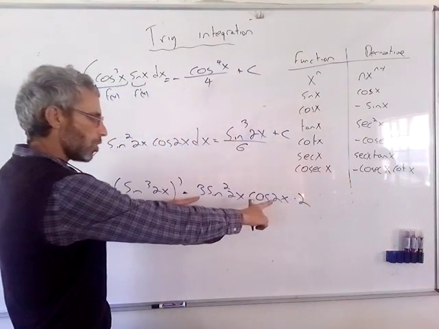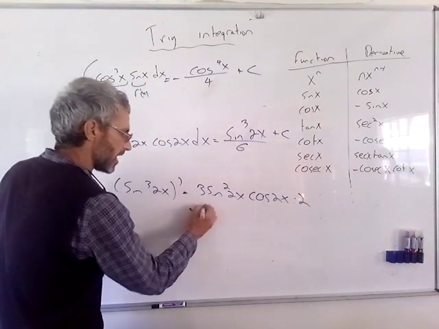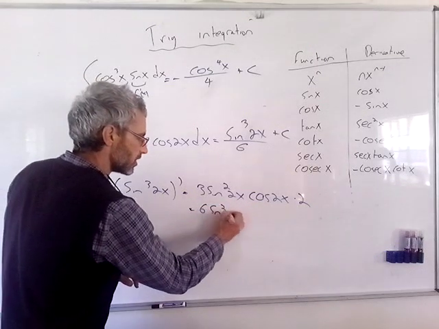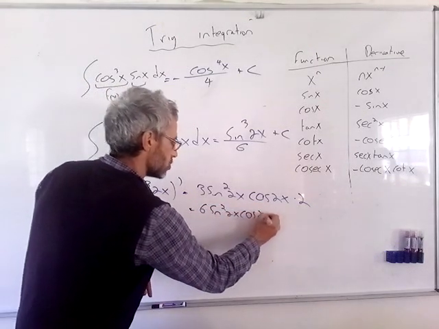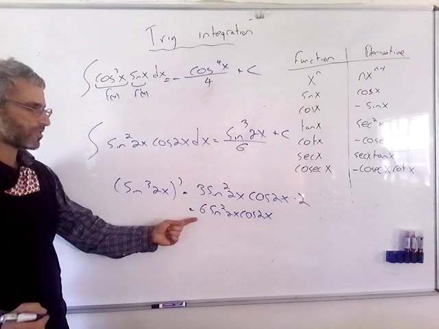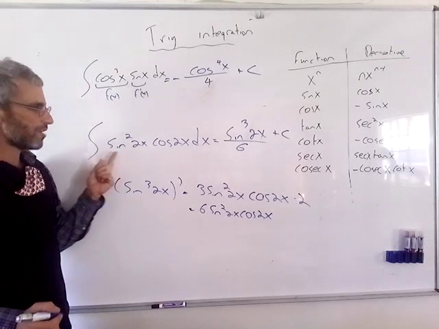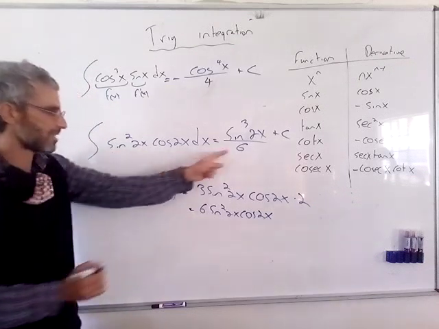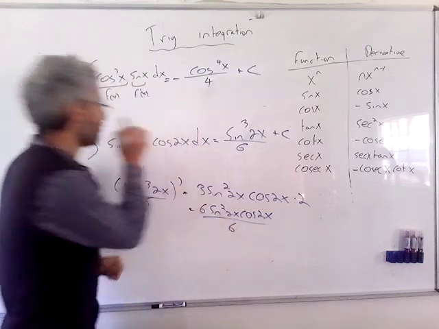Okay? So altogether, I already timed it by 6. 6 sine squared 2x cosine 2x, which obviously is not what I had. So if I divide this by 6, as I guessed, that will be perfect.